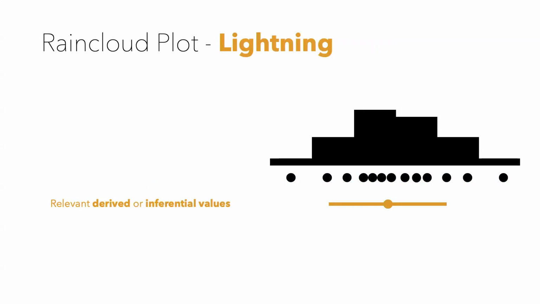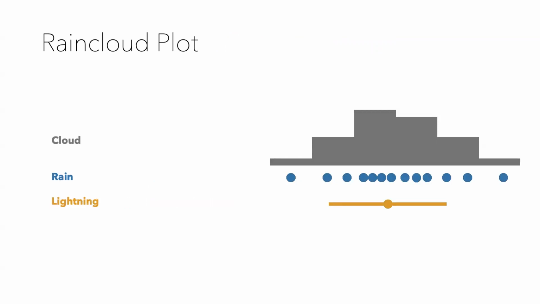that communicate derived statistics, inferential values, pretty much anything you're not going to be getting from those categories or that you need in sufficient precision. So that generates the final rain cloud plot: cloud, rain, and lightning together.